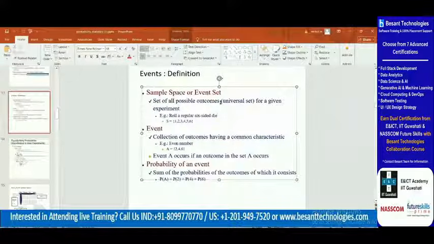You can also call it an event set. If you represent all the events together, that is called your universal set. If I ask you about one event, like the probability of getting tail, the probability of getting head, or the probability of getting a king, then concentrating on one specific event is called an event. If we calculate the event together with the sample space, that is called the probability of an event.